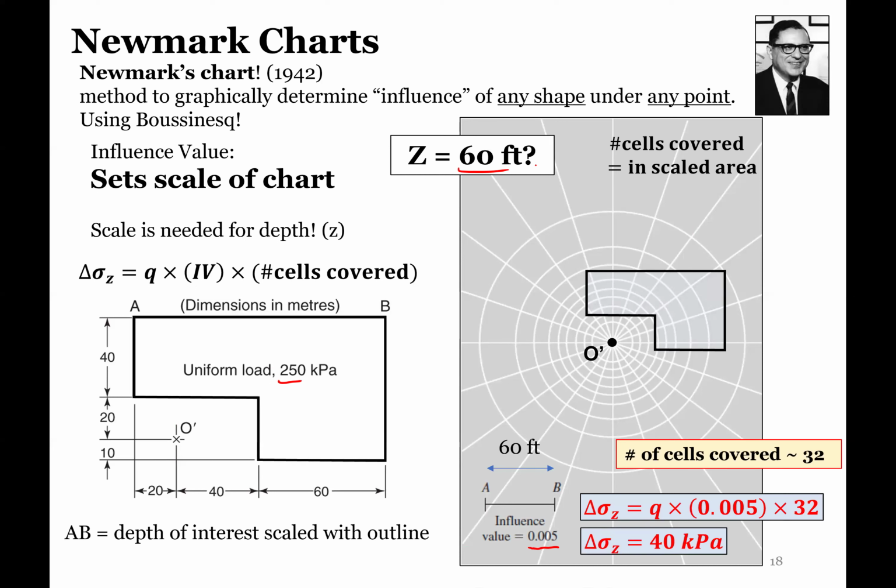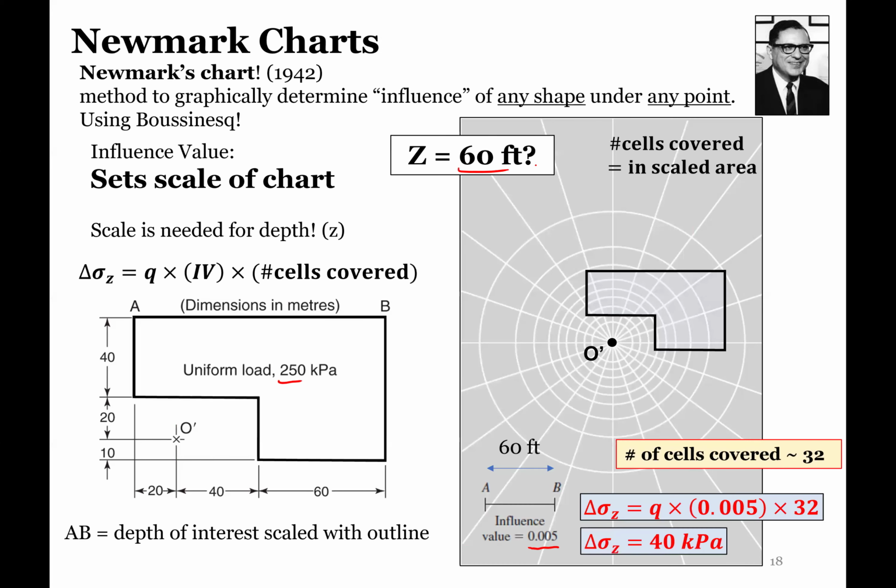Thinking back in the day before you had computers to really work through this stuff, you could print out or even draw these Newmark influence charts and then just scale your footing using paper to whatever we need it to be, and overlay it. And this allows us to solve for a bunch of different points, as long as that center point 0, or the point that we care about, is drawn to scale with the location of interest.